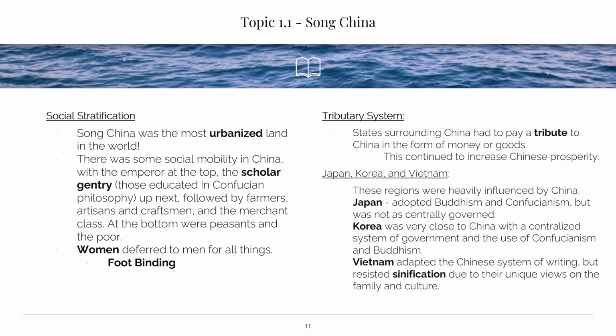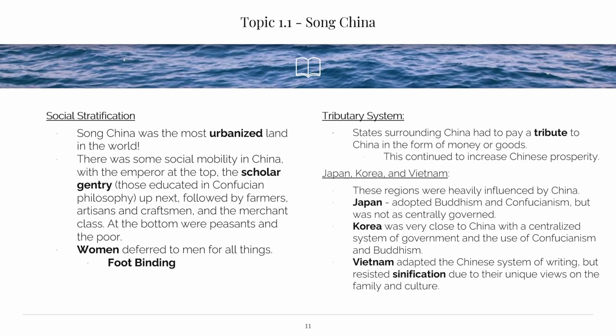Japan, as I mentioned before, adopted Buddhism and Confucianism, but they were not centrally governed. Remember, Japan is going to be in a feudal type system, just like what we're going to see happen in Europe. Korea, because of its close proximity to China, some of these items were spread to them naturally, and because of this centralized system of government, the utilization and practice of Confucianism and Buddhism was a direct influence from China.